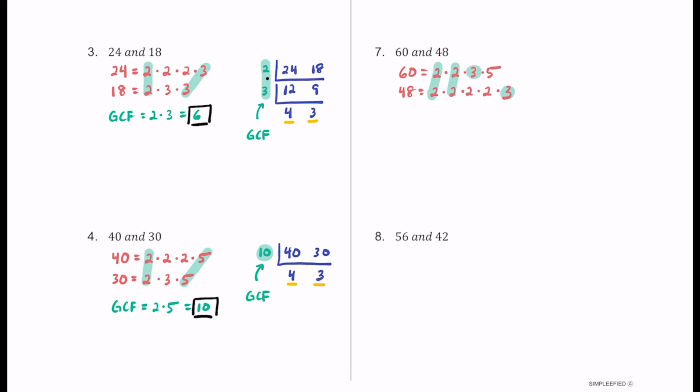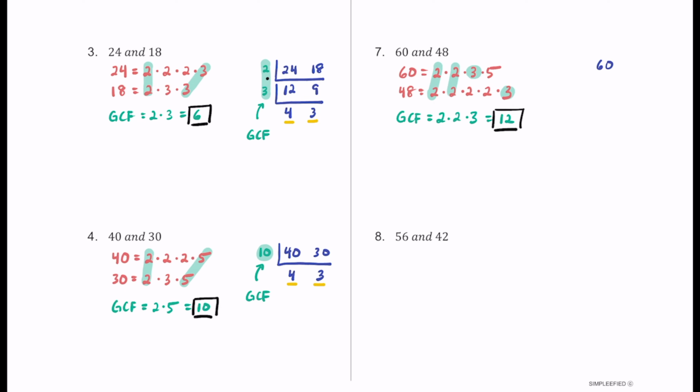Okay, so this time they have 3 common primes, so the GCF is going to be the product of 2 times 2 times 3. 2 times 2 is 4, 4 times 3 is 12, so 12 is going to be the greatest common factor that goes into 60 and 48.